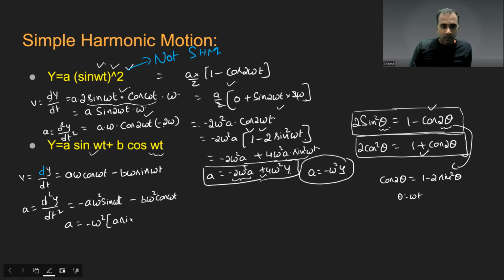See here, a sine omega t, this one. A minus omega square, I'm taking it common. Okay, only omega square I'm taking common, a sine omega t plus b cos omega t. In this equation, I'm taking omega square common, minus omega square common. What is left is a sine omega t plus b cos omega t, which is exactly same as y. See? So it is satisfying the perfect equation of SHM. So we can say, hence, this displacement equation that is given is satisfying the simple harmonic motion.